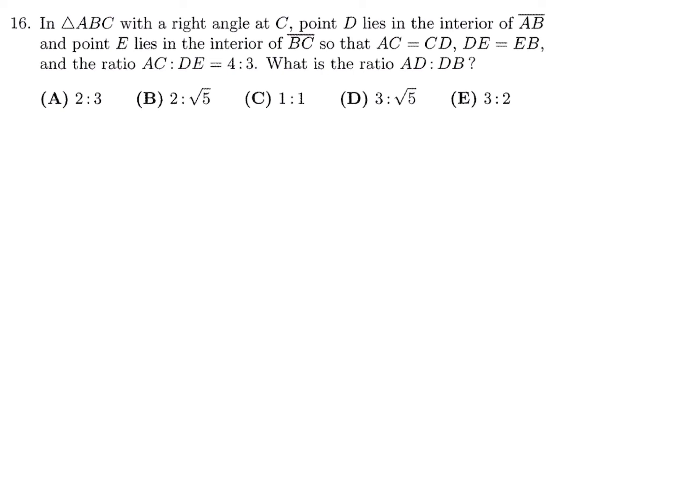In triangle ABC with a right angle at C, point D lies in the interior of AB, and point E lies in the interior of BC, so that AC is equal to CD, DE is equal to EB, and the ratio AC to DE is 4:3. What is the ratio AD to DB?